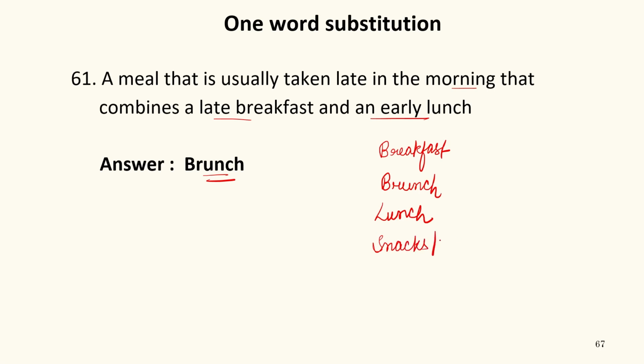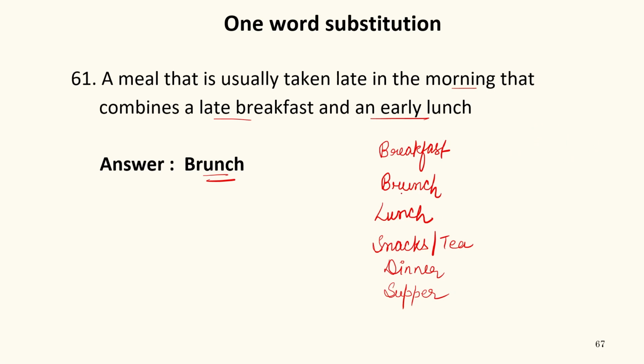We call it evening tea as well. Then we have dinner that we have at night, and then we have supper. If we are having anything after the time of dinner or after dinner, that is called supper. So these are 6 meals in a day.